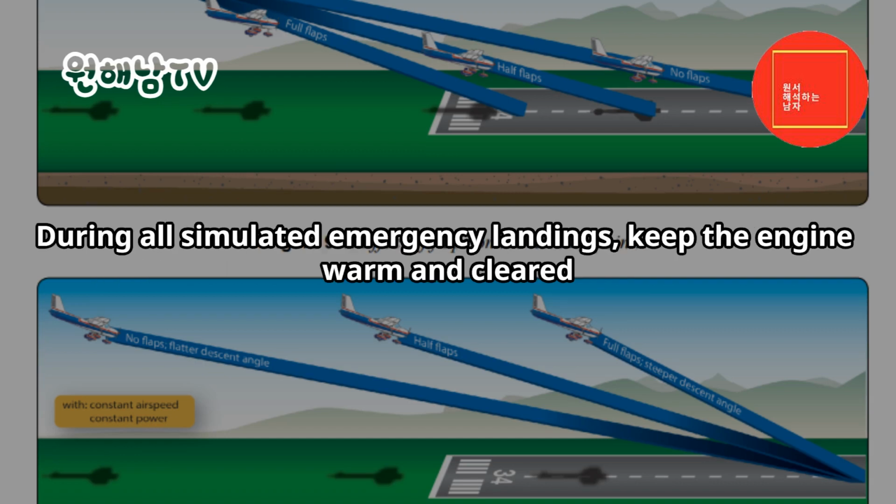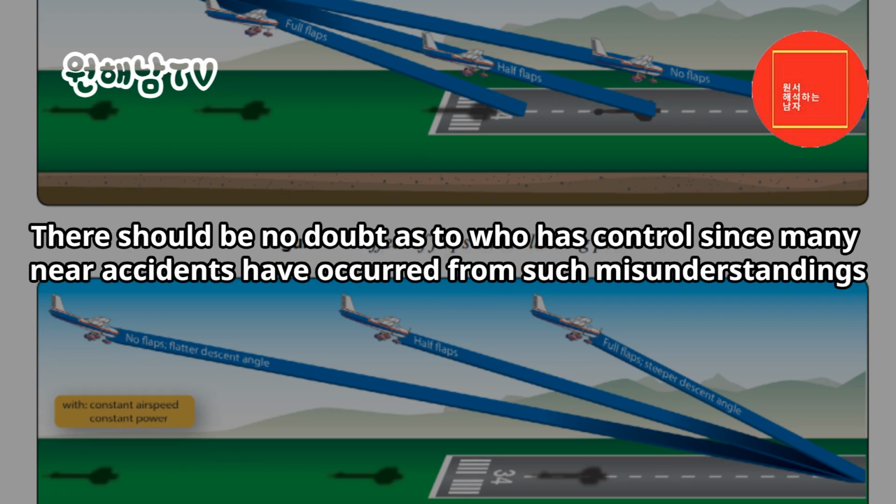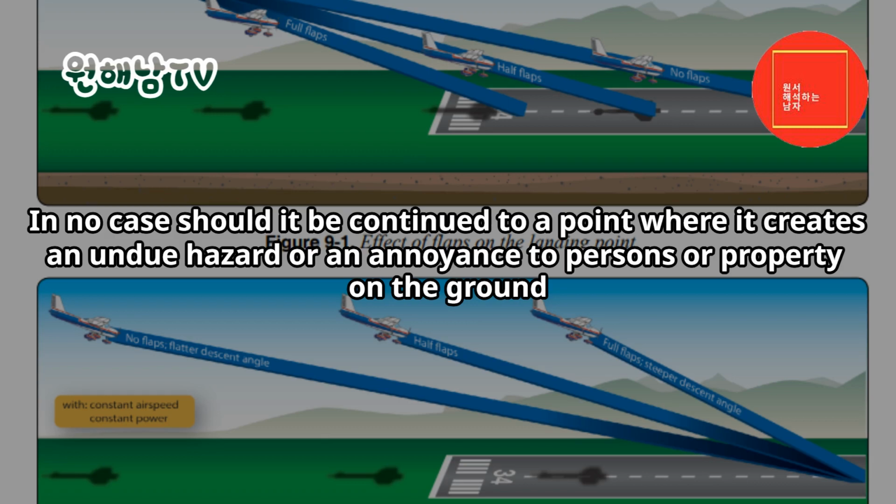During all simulated emergency landings, keep the engine warm and cleared. During a simulated emergency landing, either the instructor or the pilot should have complete control of the throttle. There should be no doubt as to who has control, since many near accidents have occurred from such misunderstandings. Every simulated emergency landing approach is terminated as soon as it can be determined whether or not a safe landing is assured. In no case should it be continued to a point where it creates an undue hazard or an annoyance to persons or property on the ground.